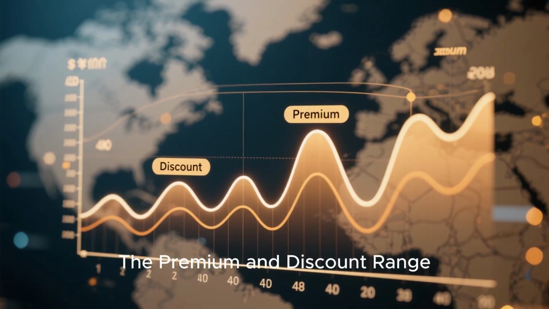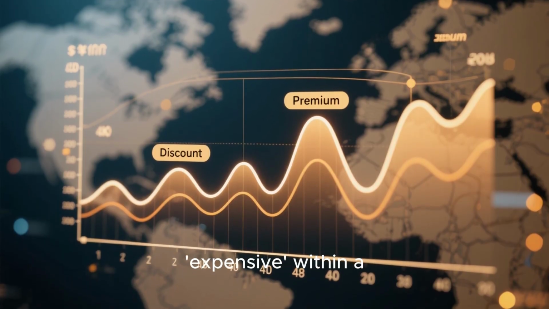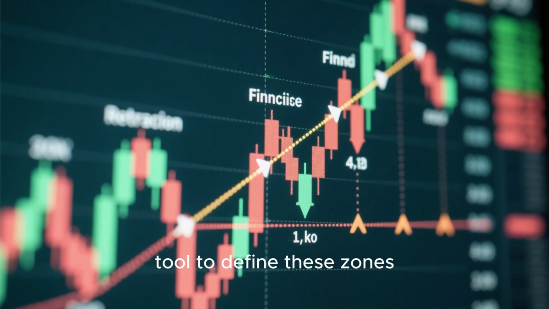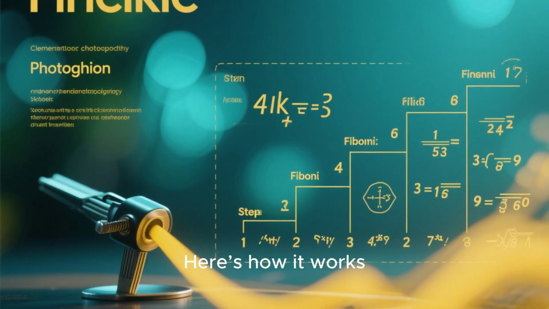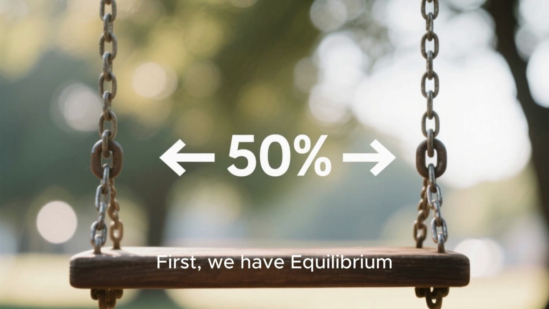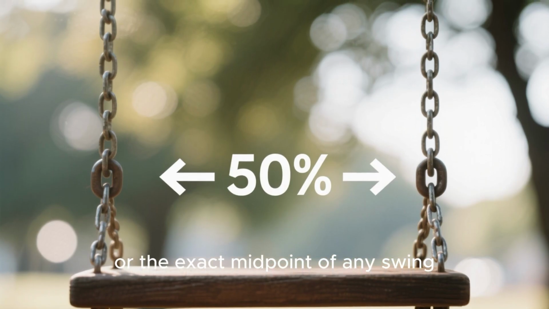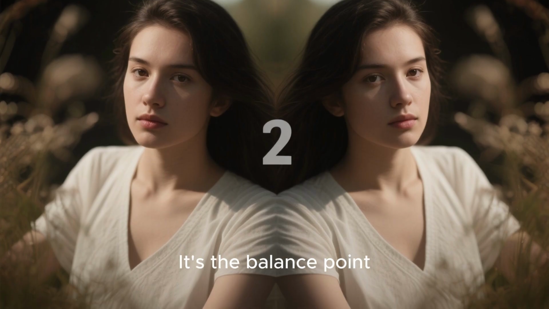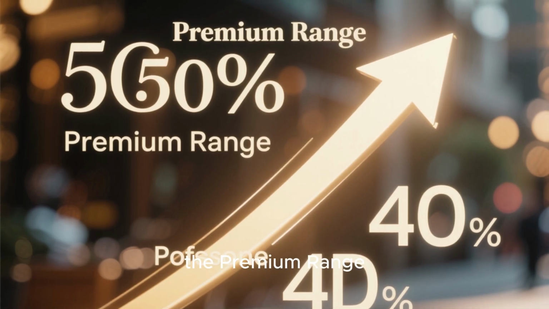The premium and discount range helps us identify areas where price is considered cheap or expensive within a specific price swing or range. We use a simple but powerful tool to define these zones: the Fibonacci retracement tool. Here's how it works. First, we have equilibrium, which is the 50% mark, or the exact midpoint of any swing. This represents the fair value of that price move. It's the balance point.